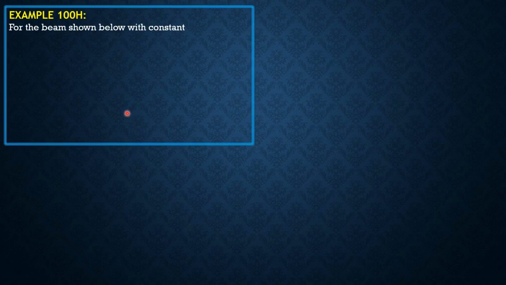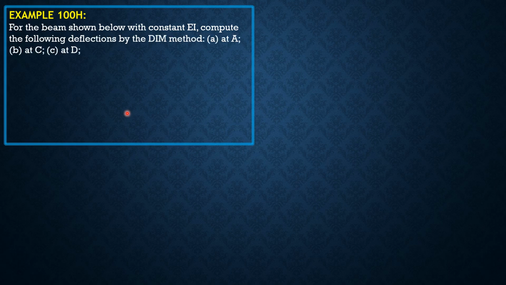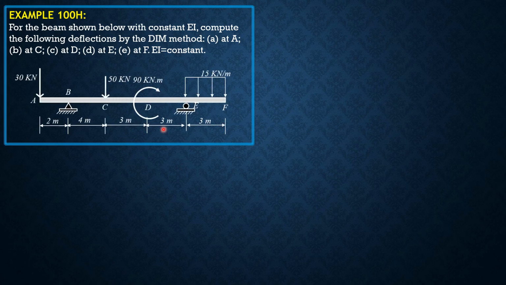For the beam shown below with constant EI, compute the following deflections by the double integration method at A, at C, at D, at E, and at F. So use only double integration method. This is the figure. So first, let's solve for the reactions.